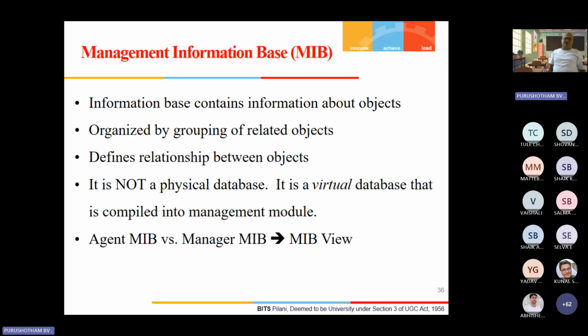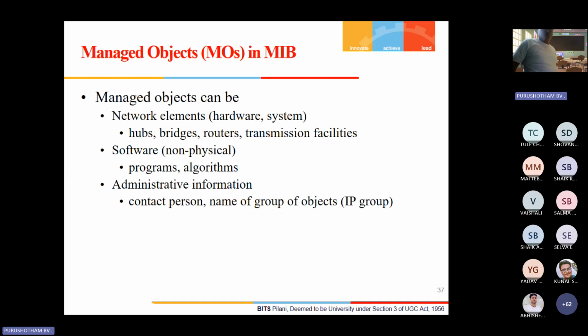MIB is the management information base, which contains the information about the objects, which are organized by groups of related objects and defines the relationship between the objects that have been combined. But it is not a physical database, only a virtual one, and it is compiled into the management model. Agent MIB versus manager MIB, or we can also call it a manager MIB view.